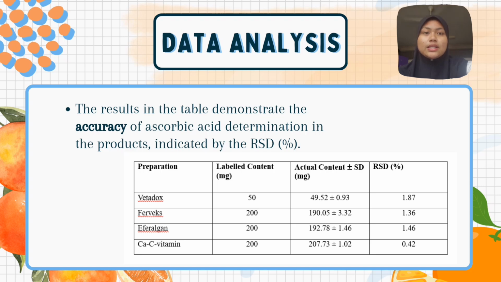Last but not least is CHC vitamin. The label content for it is 200 mg. The actual content is 207.73 plus minus 1.02. The RSD is 0.42%. Together, these aspects illustrate the method's efficiency for accurate and reliable vitamin C quantification in pharmaceutical formulation.